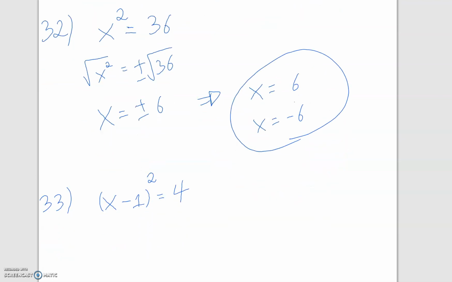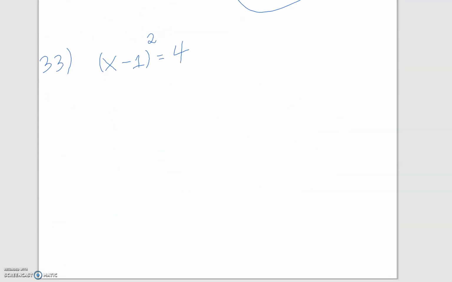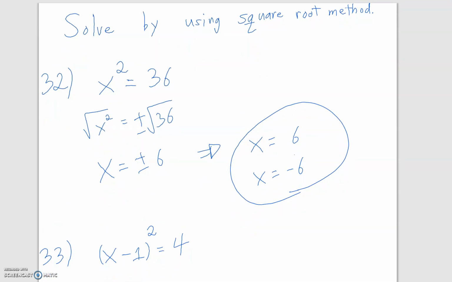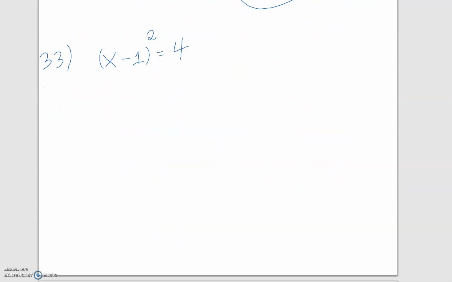One last example. You have (x minus 1) quantity squared equals 4. I was told specifically in the directions, let me scroll up, in the directions, I need to solve that using the square root method. So I will take a square root here. We must do this to both sides, bearing in mind that we are taking a square root of a variable, so I must have a plus and a minus. On the left, I have x minus 1. On the right, I have plus or minus 2.